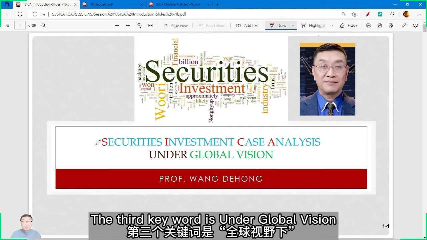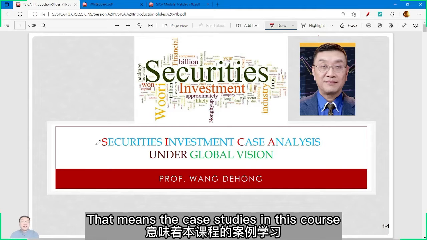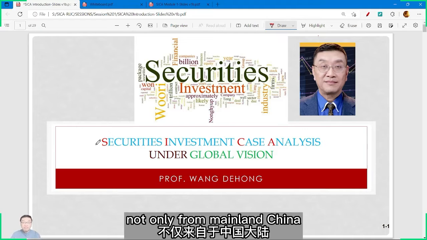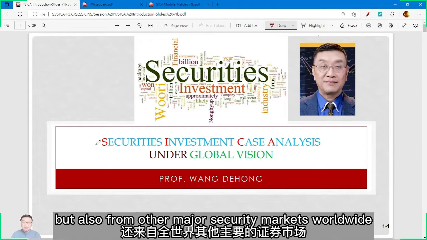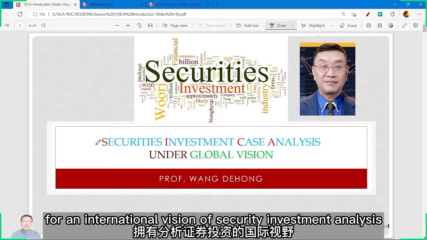Third keyword is under global vision. That means the case studies in this course not only from mainland China, but also from other major security markets worldwide. So this helps us for an international vision of security investment analysis.